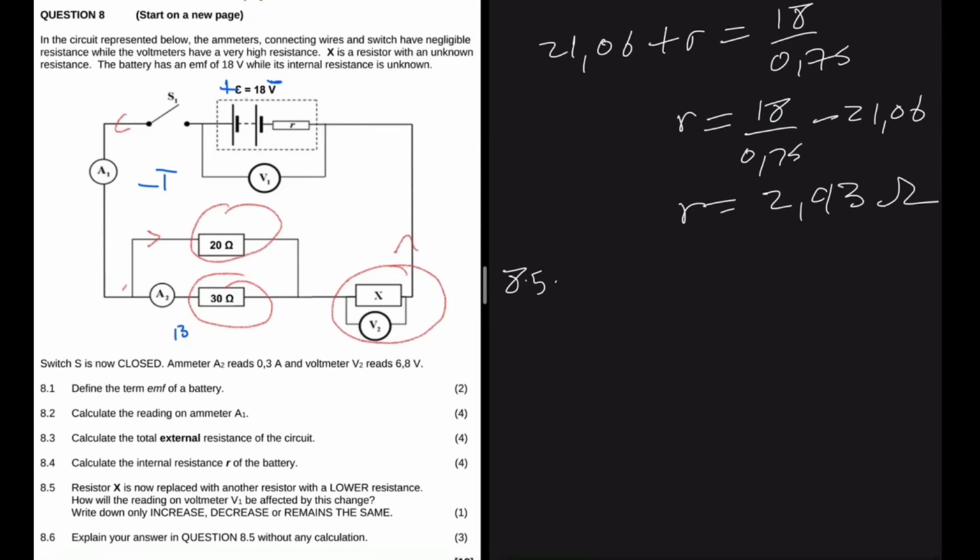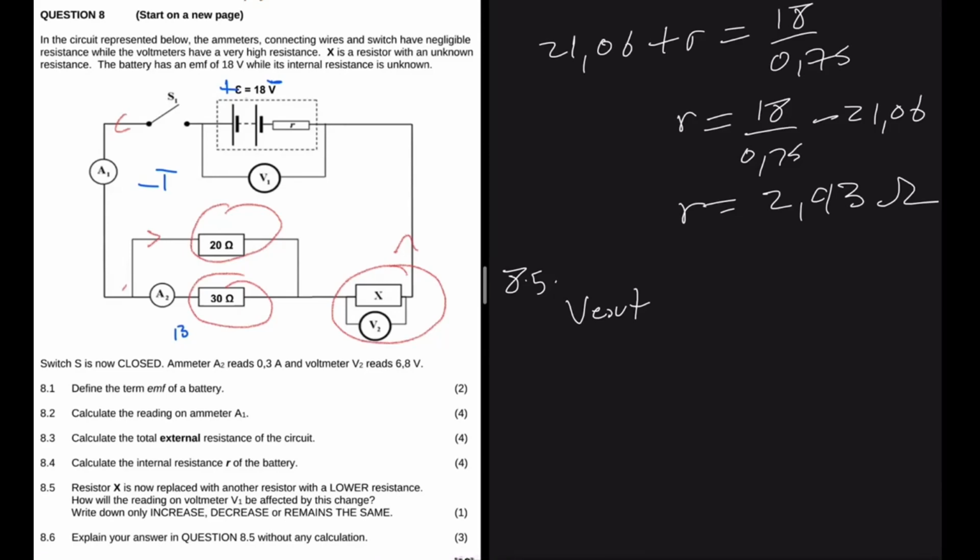If the current is flowing to external resistors and we have a voltmeter connected across the battery, that voltmeter will read V external. If there's no current flowing to external resistors, then it will read EMF. But then here clearly we have the 20 ohm, the 30 ohm, and resistor X when switch S is closed, right? So our voltmeter V1 will definitely read V external.